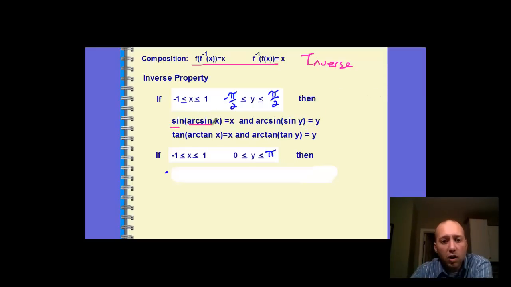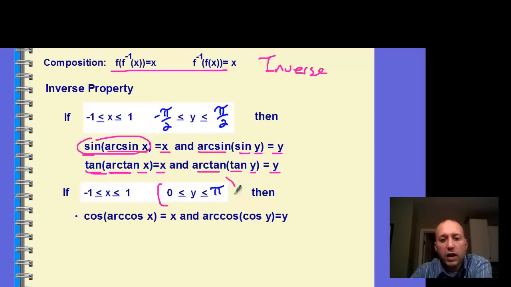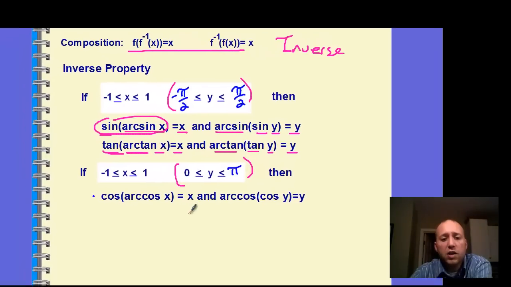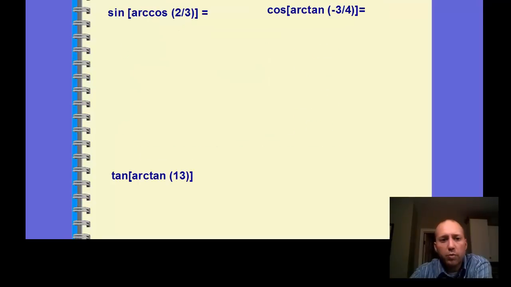So the sine of the arc sine of x is x. Again, these are inverses, so they're undoing each other. The arc sine of sine y is y. Tangent, arctangent, x is x. So whenever you have the tangent and the arctangent, or arctangent, tangent, it's undoing what it's doing, so you get that y value, the inverse function. And then the same thing is true with our cosine functions as well, but we just have a different possible range. So here's the range value for the cosine, here is the range for the sine and tangent, but that inverse rule still stays the same. And so we can use those for these harder problems.